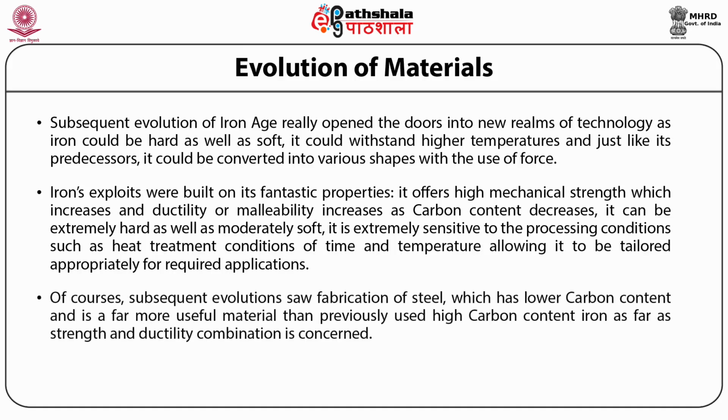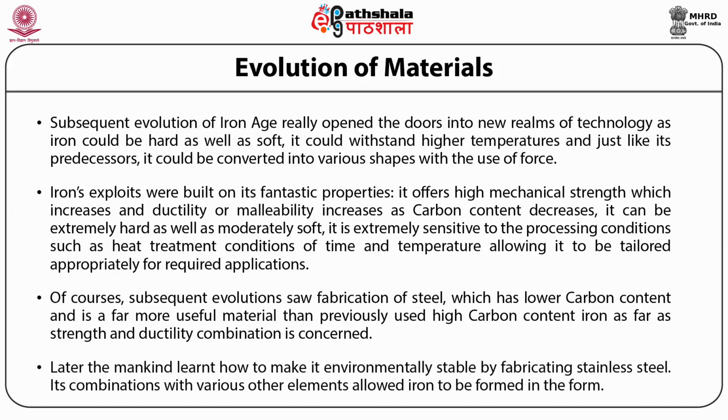Of course, subsequent evolution saw the fabrication of steel, which has lower carbon content and is a far more useful material than previously used high carbon content iron as far as strength and ductility combination is concerned. Later, mankind learned how to make it environmentally stable by fabricating stainless steel. Its combination with various other elements allowed iron to be formed in various forms.